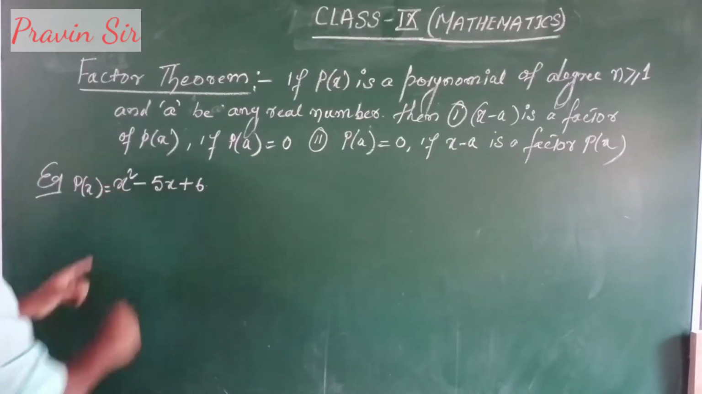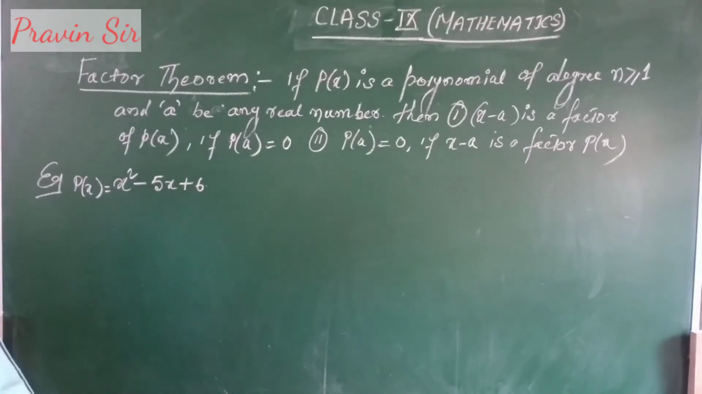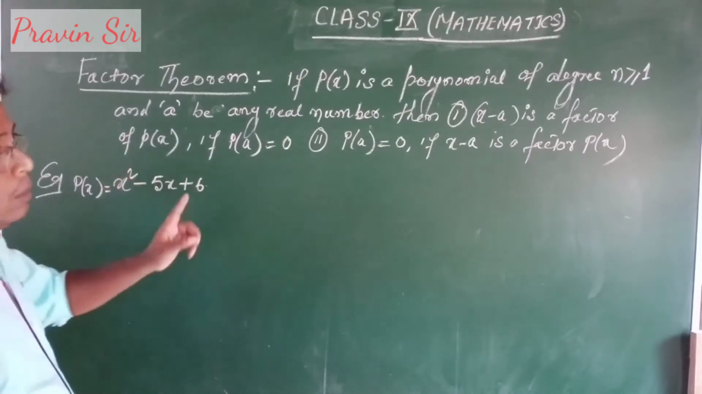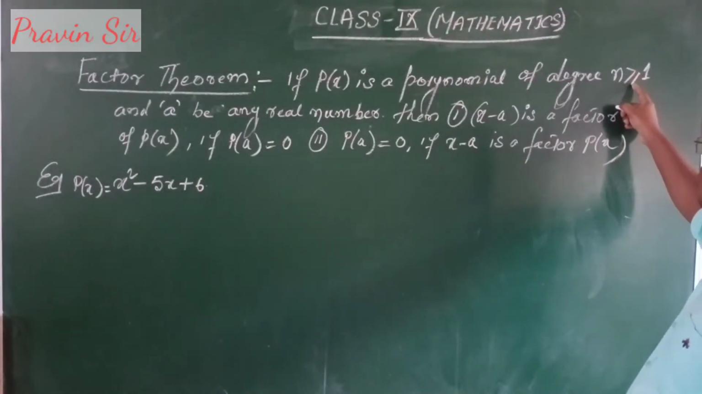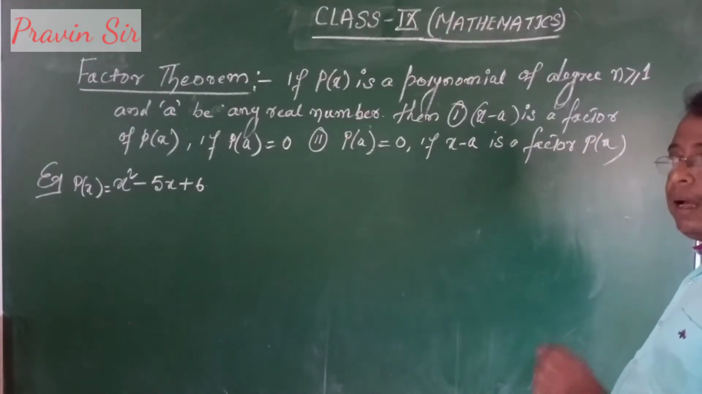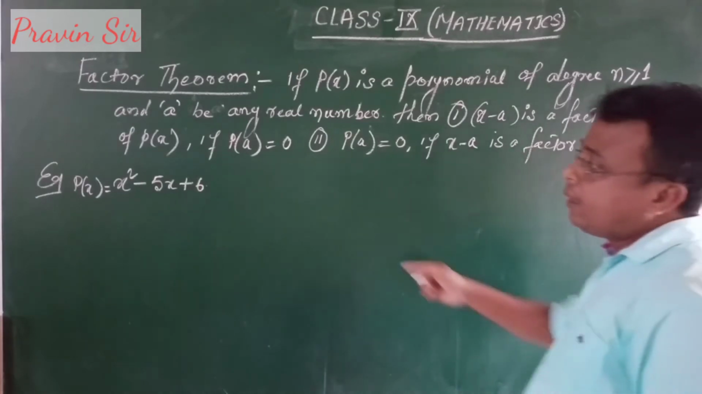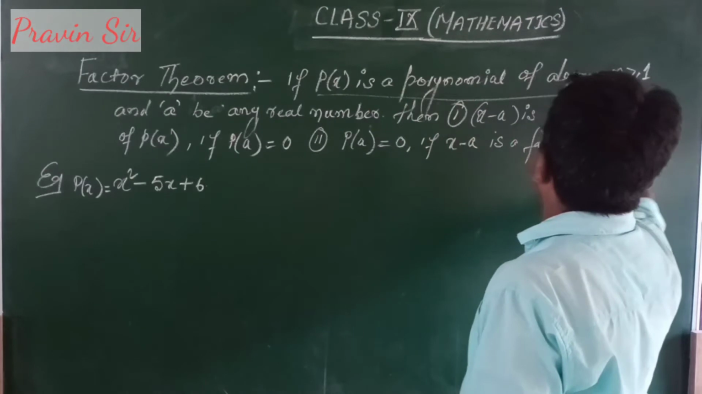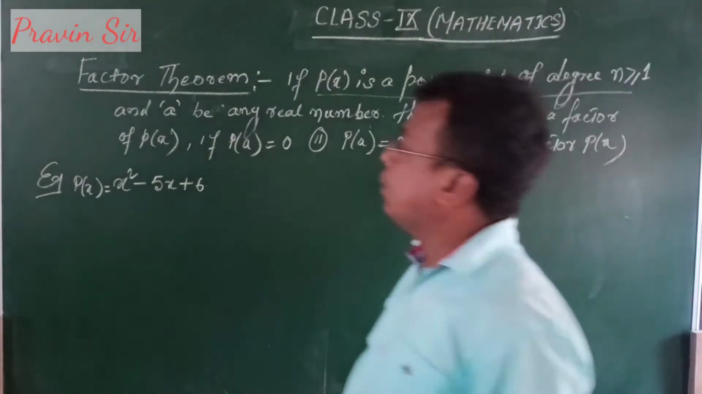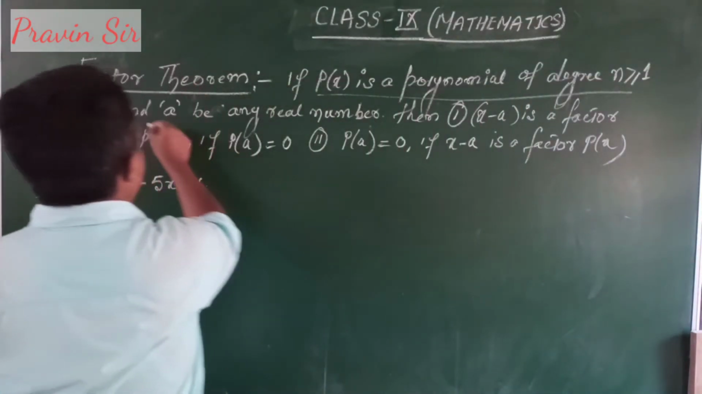What is the degree of this polynomial? The degree of this polynomial is 2. It means the degree should be greater than or equal to 1. The degree has to be 1 or more than 1. So here the degree is greater than 1. I hope up to this point you understood what is written here. Now, and a be any real number.